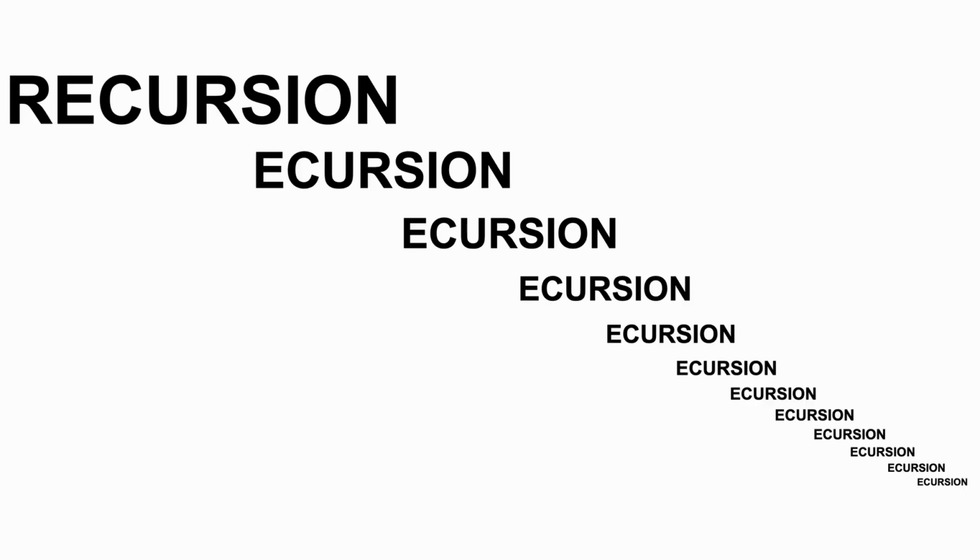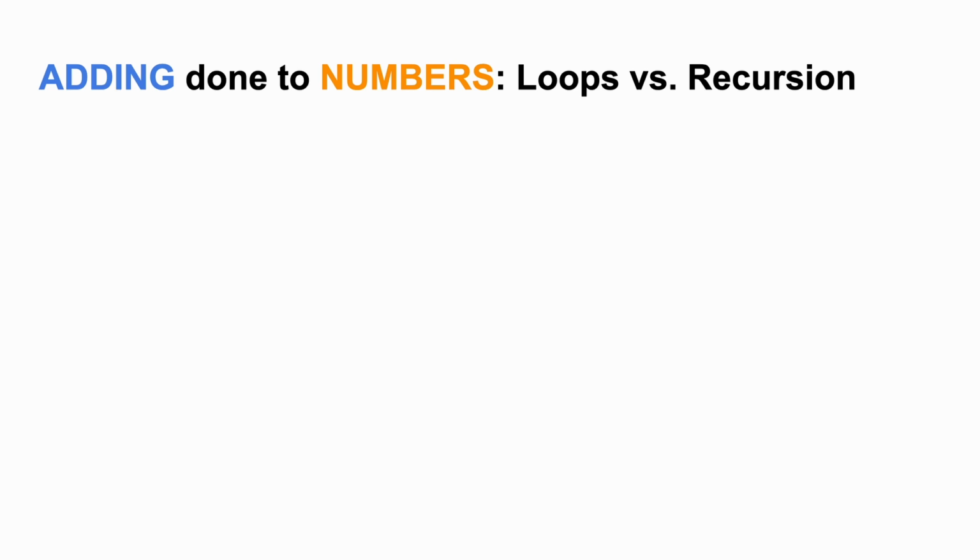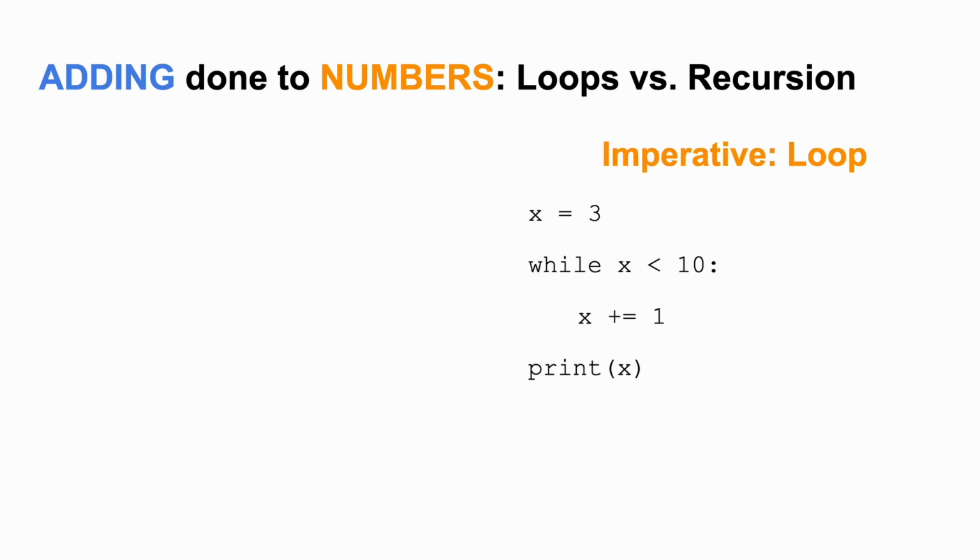First up, recursion. Let's compare the two paradigms in an example where I repeatedly add numbers. In imperative programming, we can repeatedly add to a number using loops like this. Here is some Python code I've written to demonstrate this. I set a variable x to have a value 3, and while x is less than 10, I increment x and then print the value out.